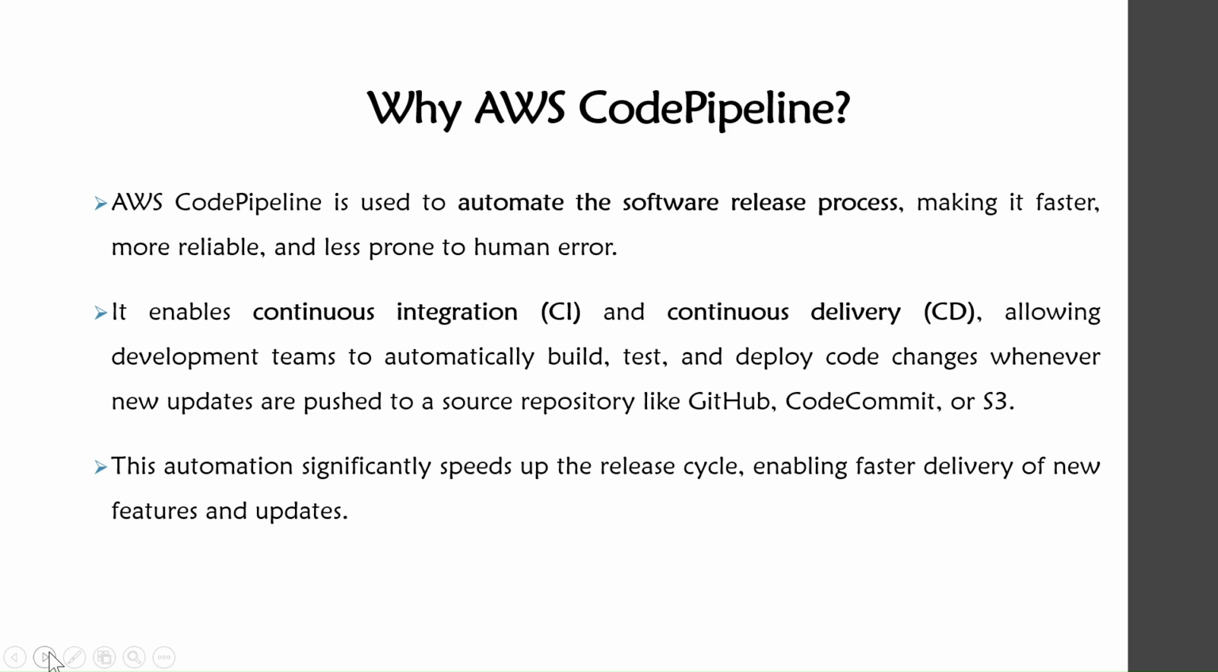AWS CodePipeline offers seamless integration with other AWS services, like EC2, ECS, and Lambda, as well as third-party tools like Jenkins, enabling flexibility and customization. Additionally, it provides real-time visibility into the status of the release process, so developers can track changes, identify issues, and resolve them quickly. By reducing manual intervention and supporting multi-environment deployments like development, testing, and production, AWS CodePipeline enhances software delivery efficiency and overall deployment productivity.